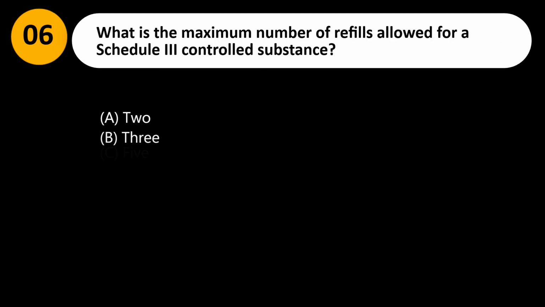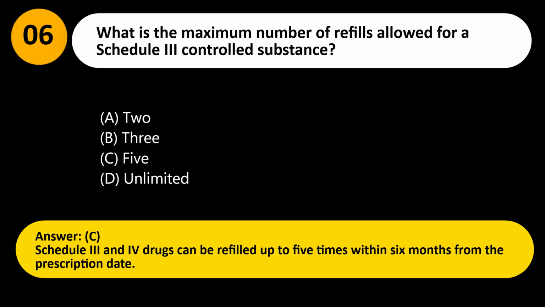What is the maximum number of refills allowed for a Schedule 3 controlled substance? A. 2. B. 3. C. 5. D. Unlimited. Answer, C. Schedule 3 and 4 drugs can be refilled up to 5 times within 6 months from the prescription date.